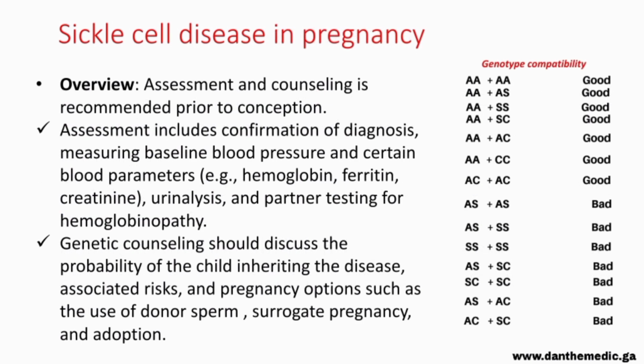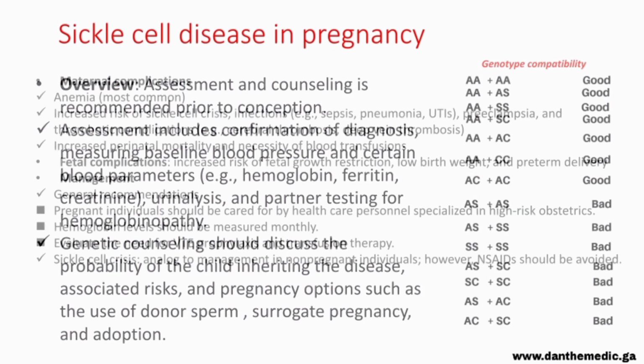So yeah, let's talk about a special patient group, and that is people that are pregnant. So sickle cell disease in pregnancy. Assessment and counseling is usually recommended before conception. Genetic counseling should discuss the probability of the child inheriting the disease, the associated risks, and pregnancy options such as the use of donor sperm, surrogate pregnancy, and adoption.